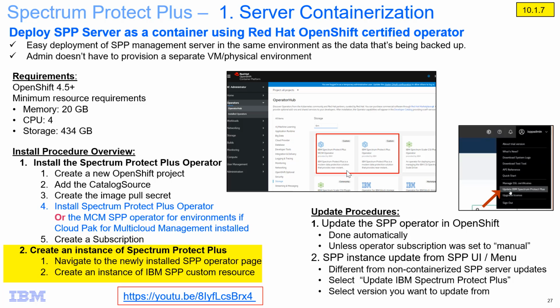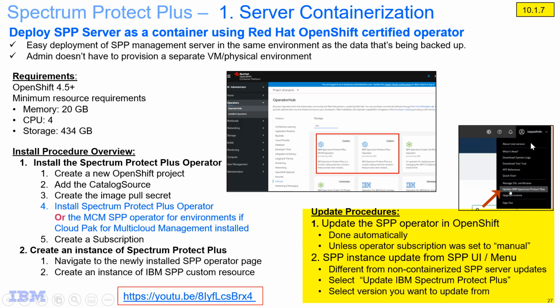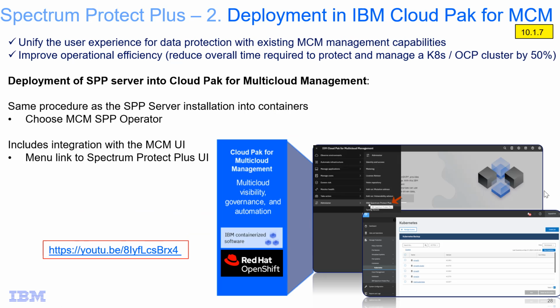If you do install a Spectrum Protect Plus server into a container, we do have a new way to update that Spectrum Protect Plus server. That'll be from the menu inside of the Spectrum Protect Plus server. You'll simply click this Update IBM Spectrum Protect Plus, and it'll show you the versions that are available. And if you install this inside of an IBM Cloud Pak environment, you'll also have a menu item from inside that IBM Cloud Pak for multi-cloud management directly out to your Spectrum Protect Plus server user interface. And I do have a YouTube that covers these installations, so check that out.